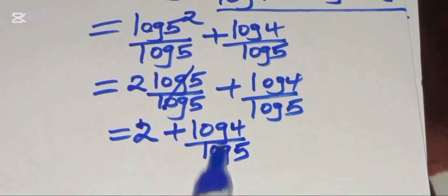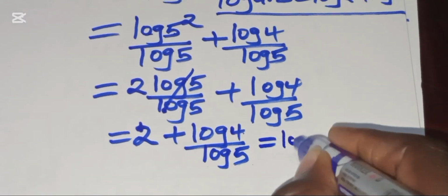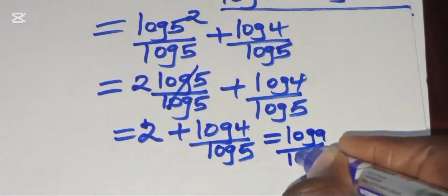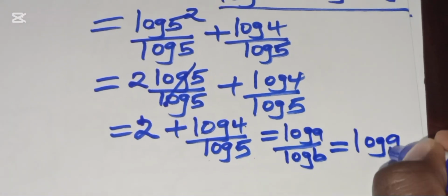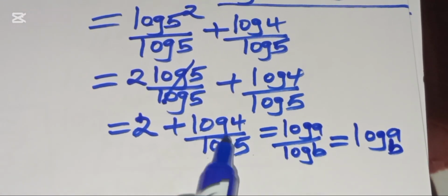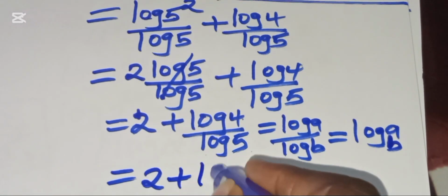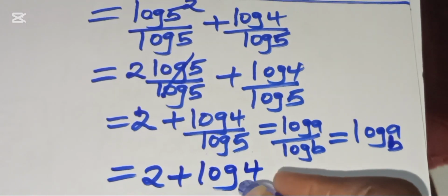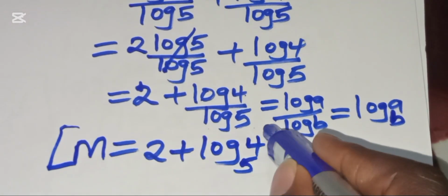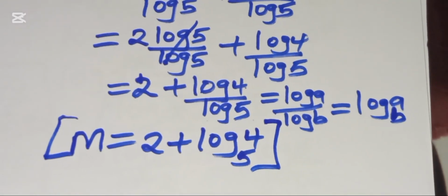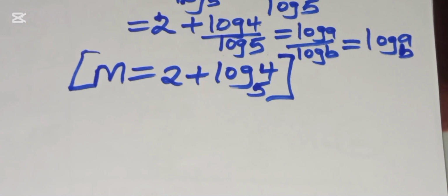Now as you can see, log 4 divided by log 5 is in the form of log a divided by log b, which can be expressed as log a to base b. So let's express this as that. We're going to have 2 plus log 4 to base 5. This is the value of m. Now let's verify that this value of m satisfies the equation.